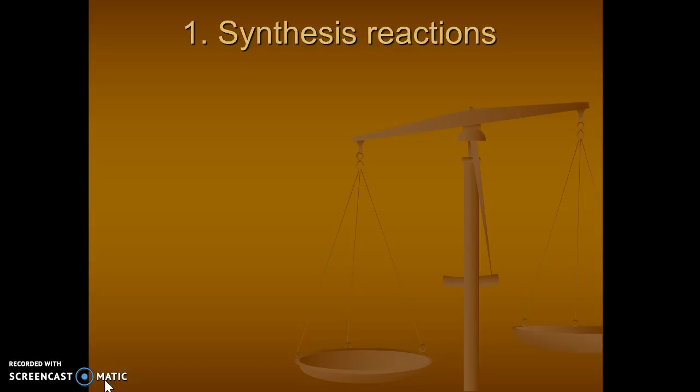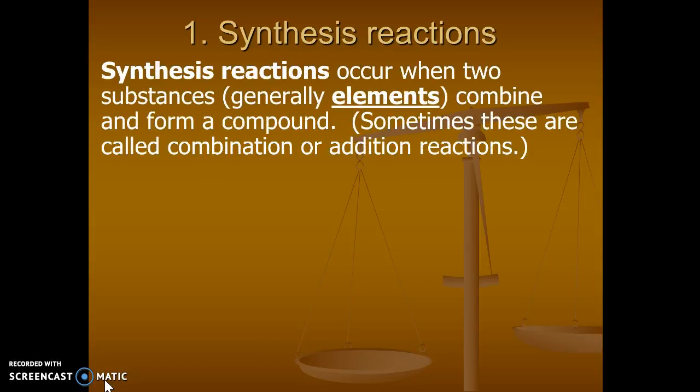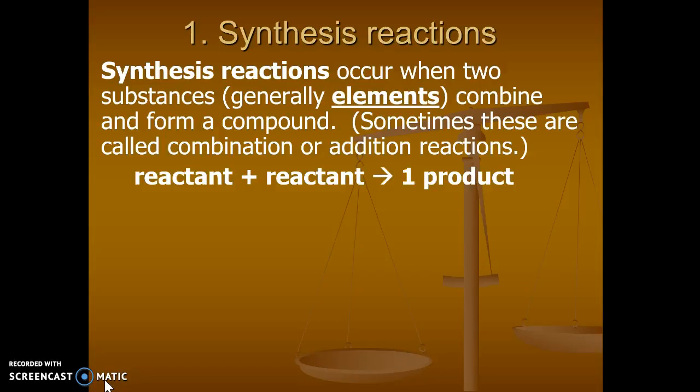When you're carrying out a synthesis reaction, you're making one single product. So it's usually either elements combined, or you can have two compounds combined and still give you one single compound. So two or more substances, generally elements, combine and form a compound. Again, you have one product, but you start with two or more reactants. So two reactants give you one product. Basically, A plus B gives you AB.